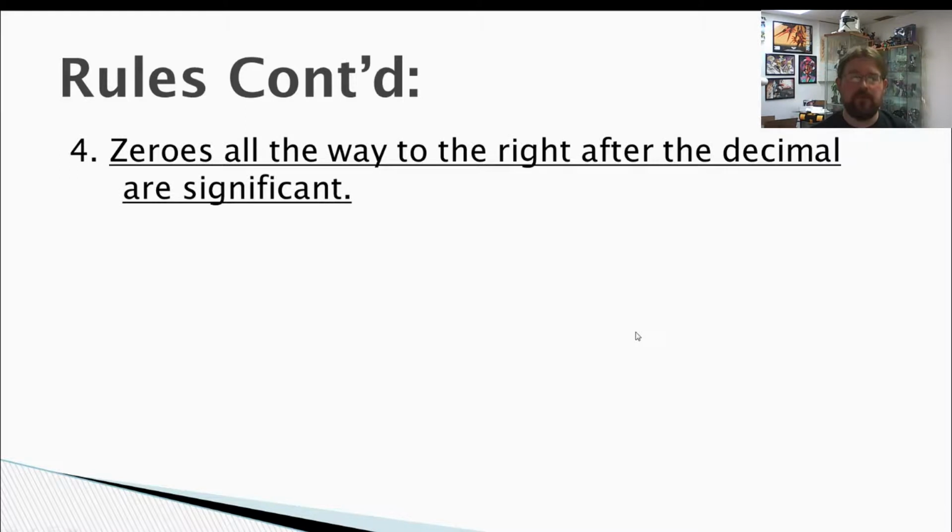Rule number 4. Zeros all the way to the right after the decimal are significant. Okay. If they're all the way to the right past a decimal, they are significant. So this is the opposite direction as the other ones we were talking about. So let's take a look at this.